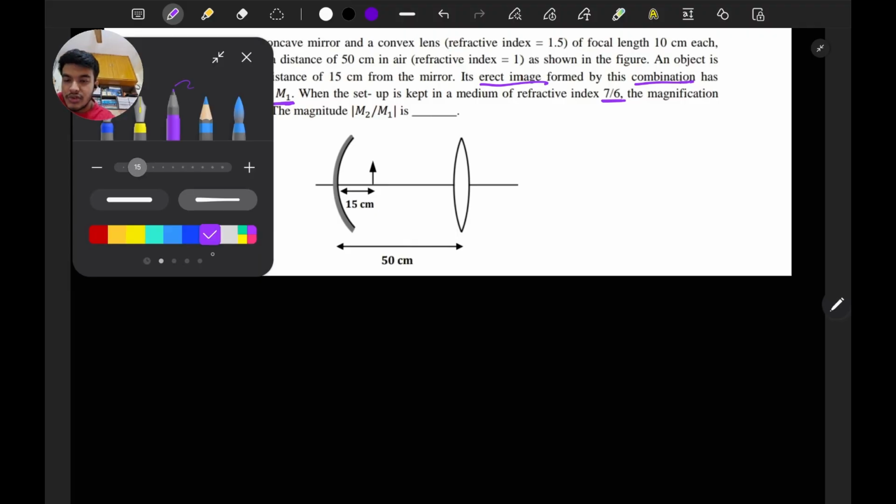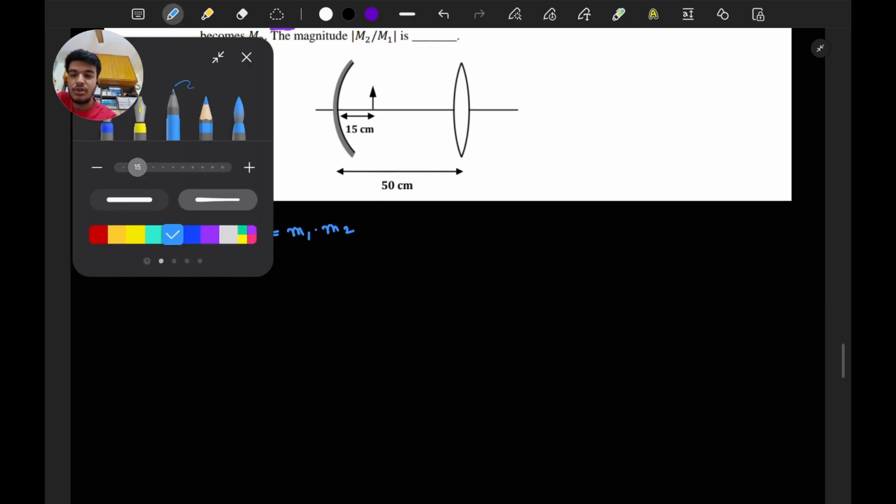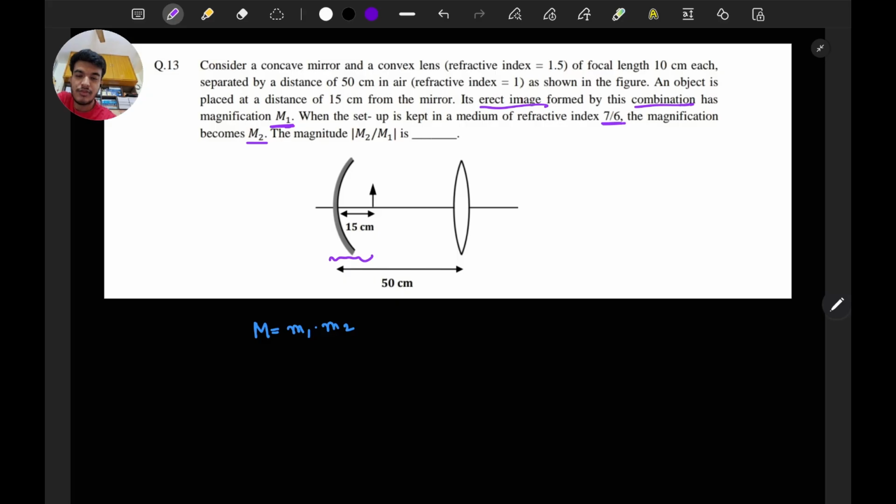Since image will be formed by both the mirror and the lens, my capital M would be of the form m1 into m2, the magnification by reflection from the mirror and the magnification due to refraction by the lens. But notice one thing: the change of medium would not affect the formation of image by the mirror, because there is no relation with the medium here. So the first reflection would stay intact, and let us say the image which was formed is here somewhere. Let us say this is v. So we can find v.